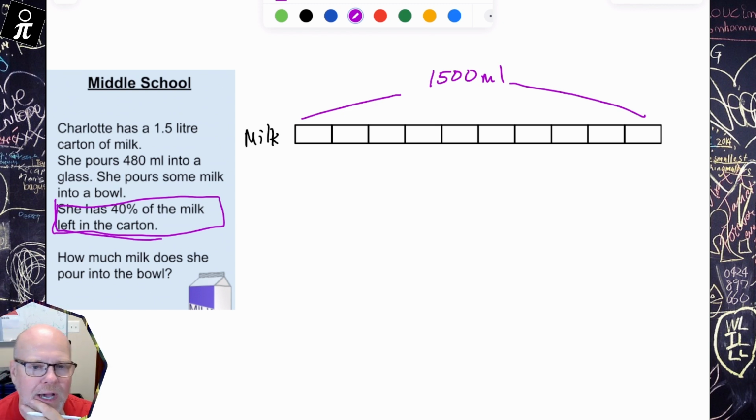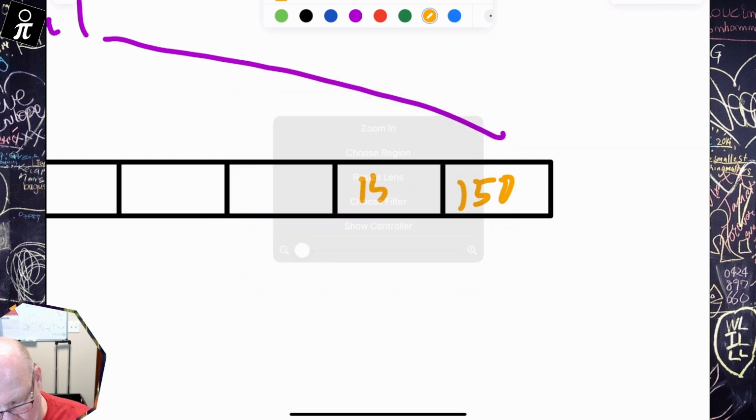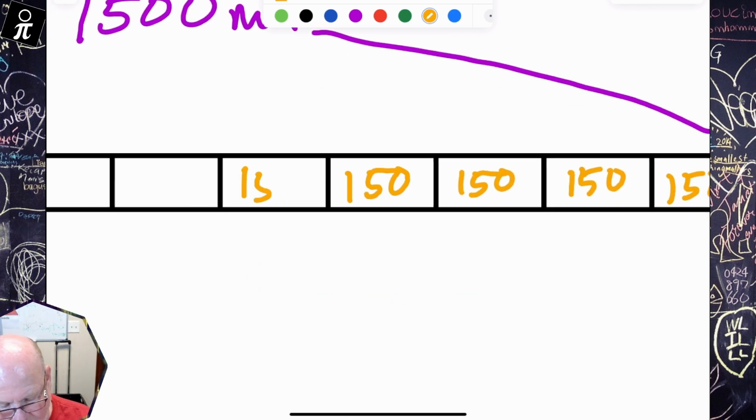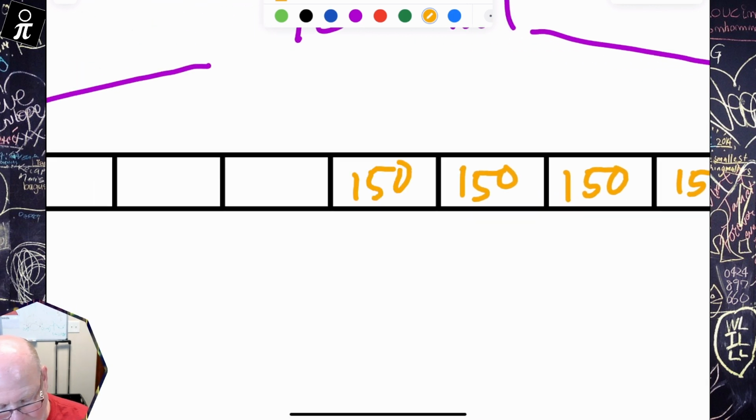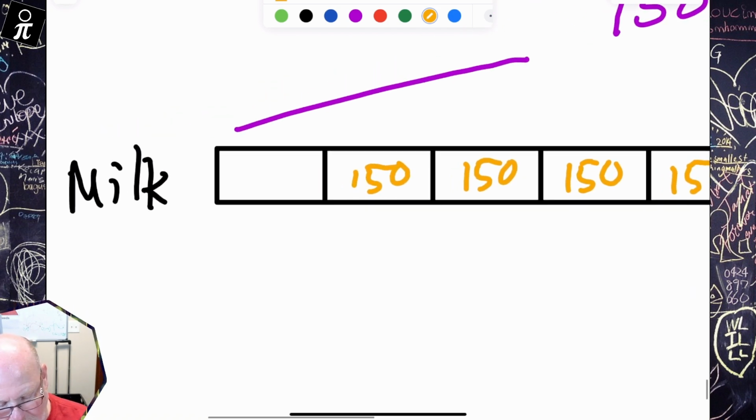So we have 1,500 milliliters. It says she pours 480 milliliters into a glass. Well, since I know that that entire strip is 10 units and it's 1,500, that tells me that each of these is 150. So I could zoom in here and make that 150, 150, 150, 150, and I could just keep going. In fact, I'm going to do 150, 150, 150, 150, and 150.